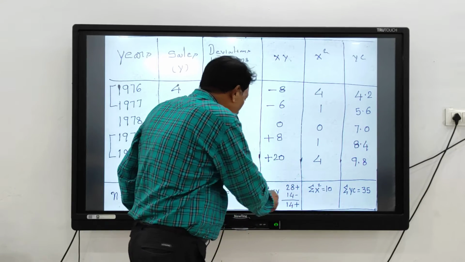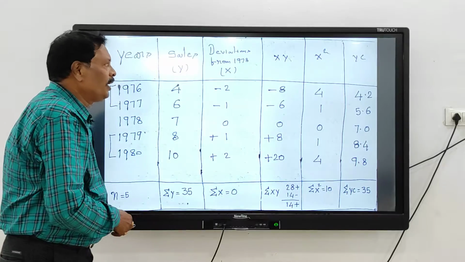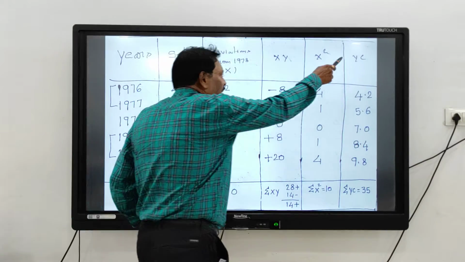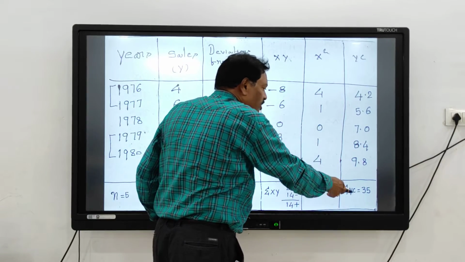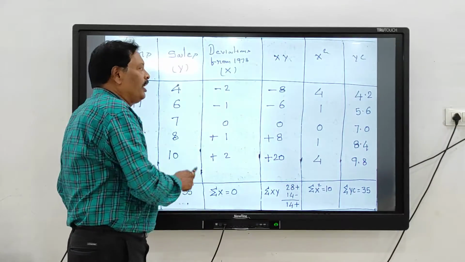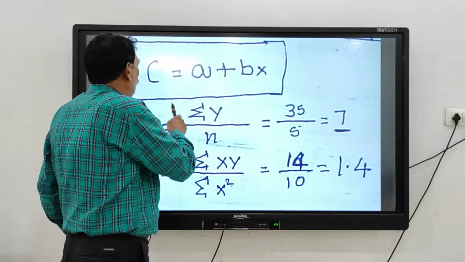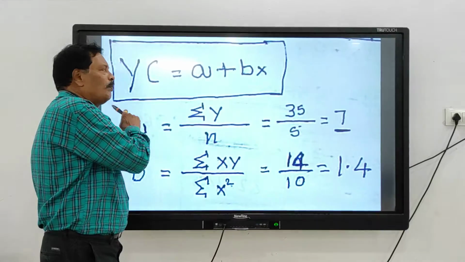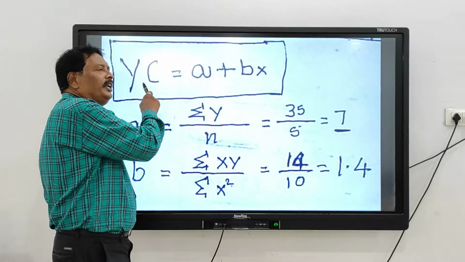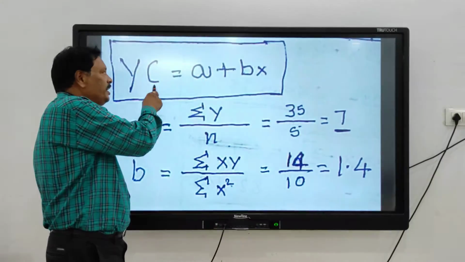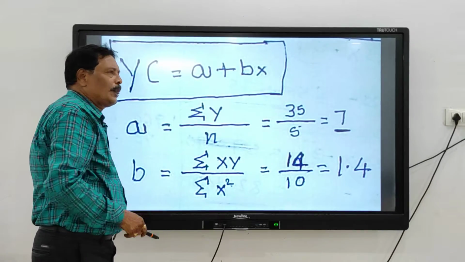With the help of these totals, you can calculate YC values. These are the answers. How to calculate YC values? This is the basic formula for calculating YC value. YC is equal to A plus BX.